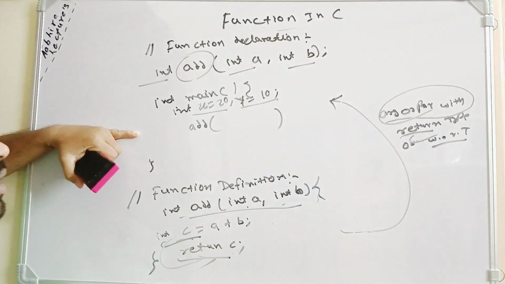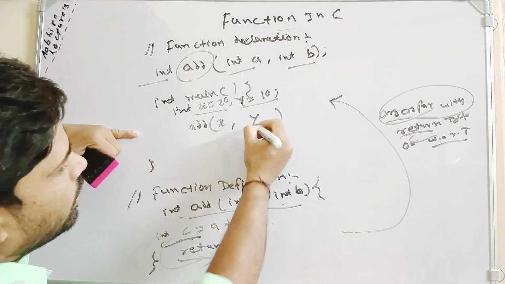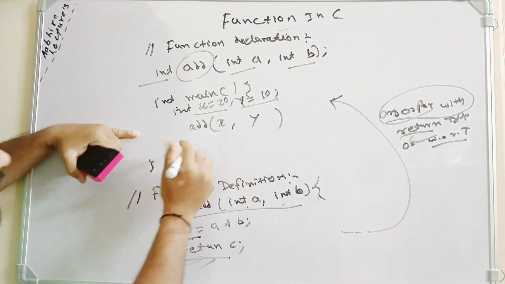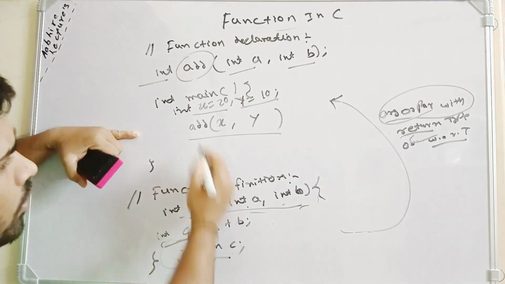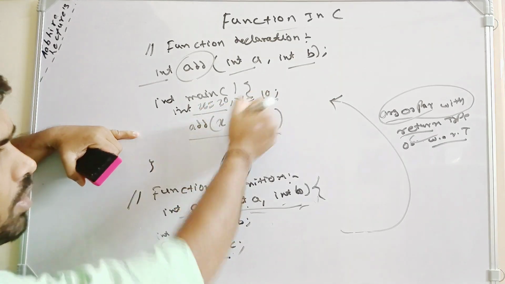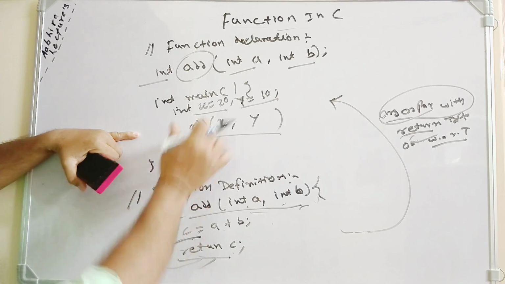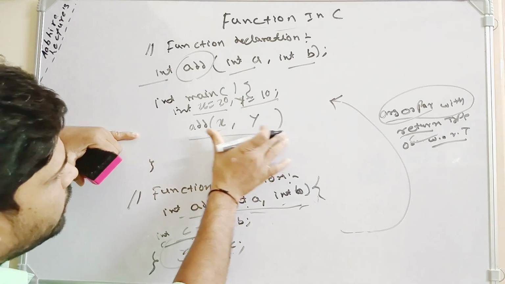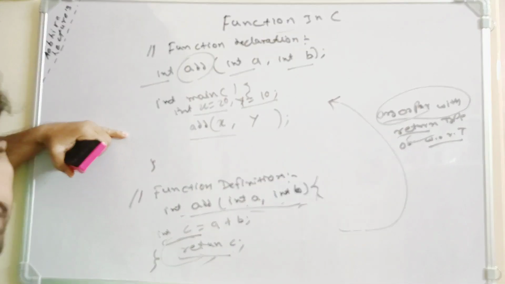Is it clear? Now we are calling those variables as arguments in the main function. You can also write a and b here instead of x and y. So this function is called here, but we have to store the result somewhere, in some variable.